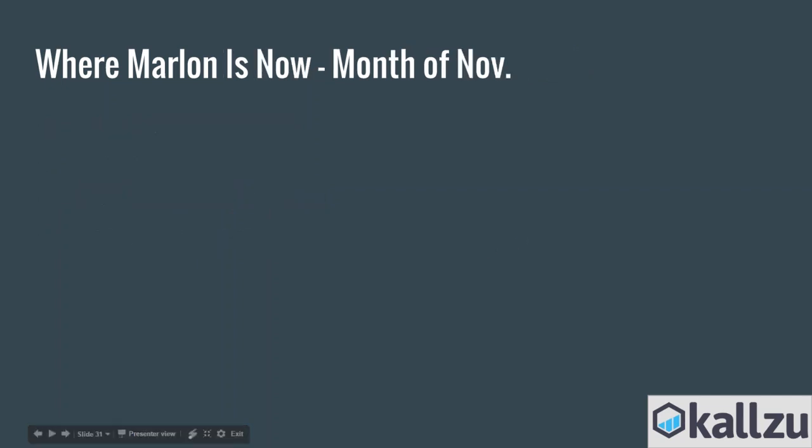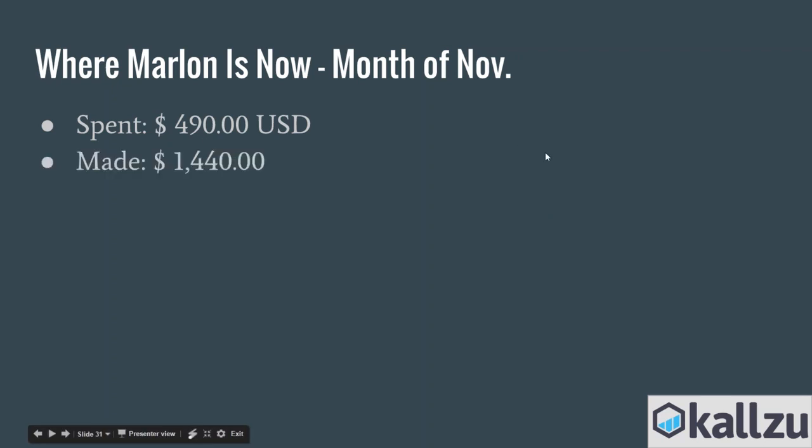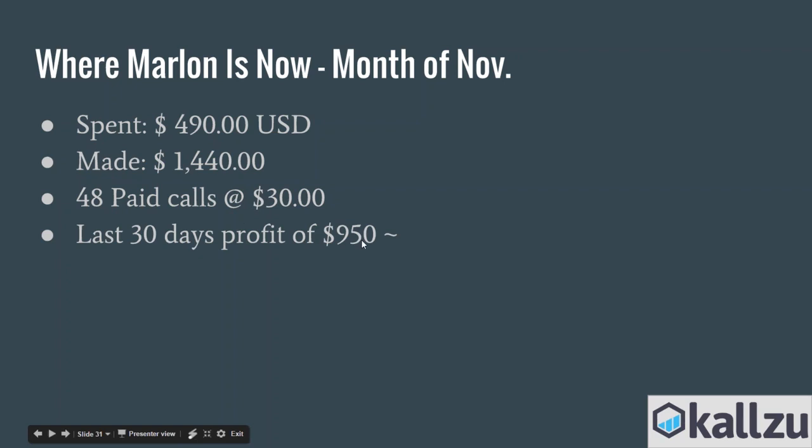Okay, so a snapshot of where he is for the month of November. I know we're halfway through December now, and I'll update you guys again in January, most likely, on what happened in December. But for the month of November, Marlon spent $490. Remember how he spent $1,162 before we started working together? This time around in November, he spent $490. And he made $1,440. I shit you not, he made the exact same amount because he had 48 billable calls in Kallzu. He actually had more calls come in through AdWords, but this is exactly what was billed. So he actually made a profit of almost $1,000, like $950 roughly.